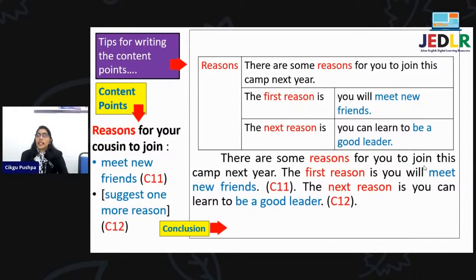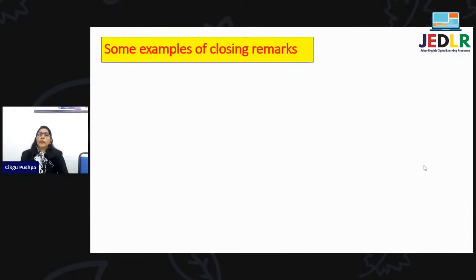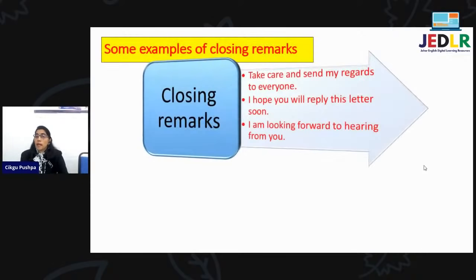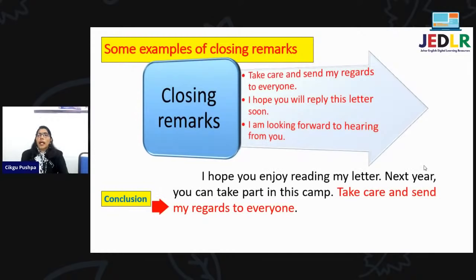Okay, so since this is an informal letter, you can actually memorize some of the closing remarks. You can use the same closing remark in many informal letters, right? Here you can see you have 3 examples. Just choose one in order to conclude your essay. Now let's look here. You have one example. I hope you enjoy reading my letter. Next year, you can take part in this camp. So this is something that you are going to write according to the question that you have read just now. And the one in red is actually the closing remark that you choose from the points given just now.